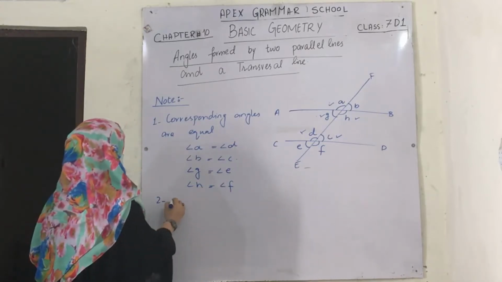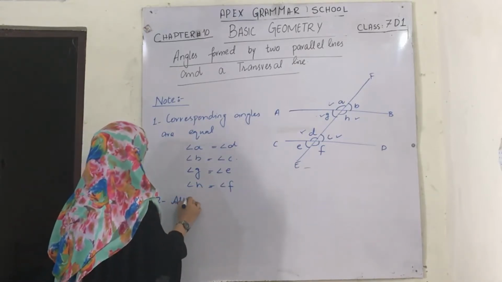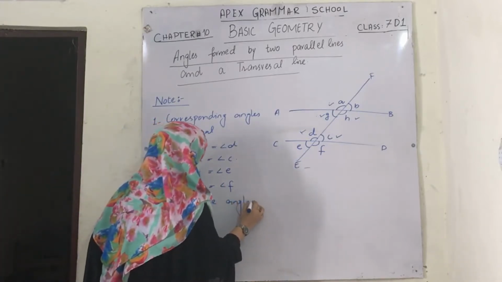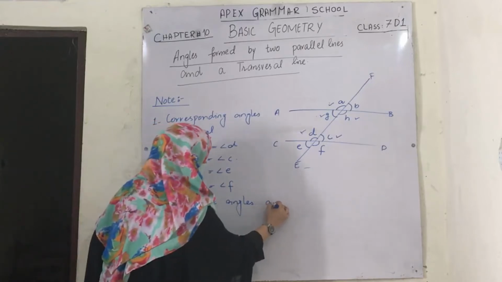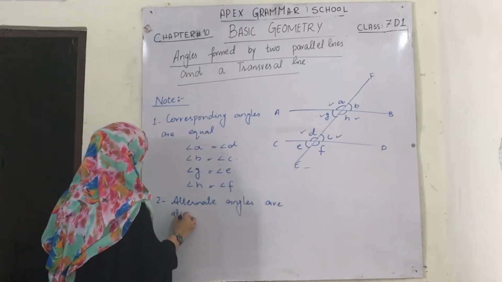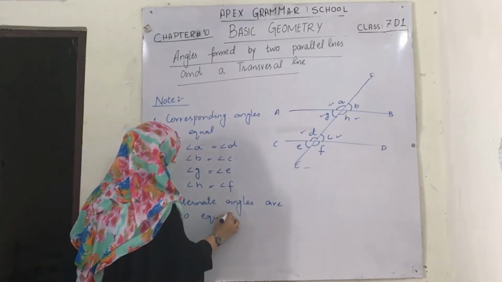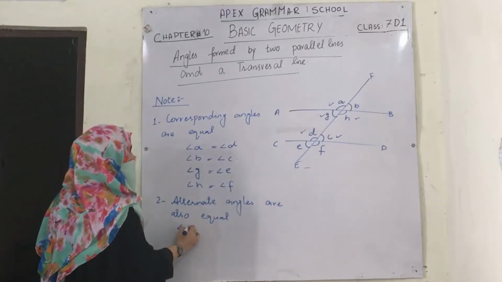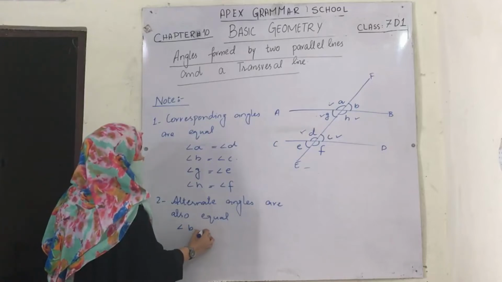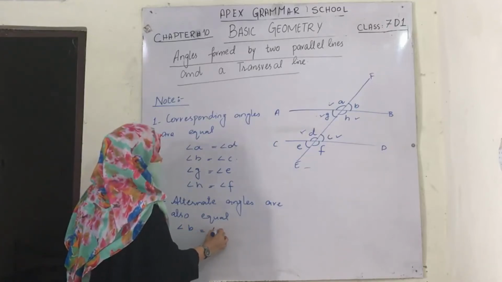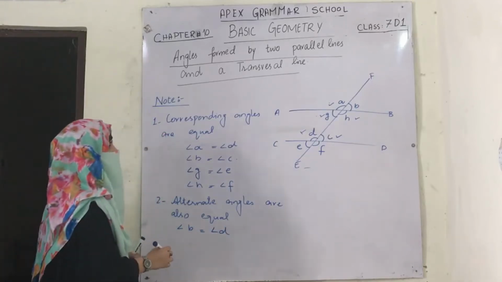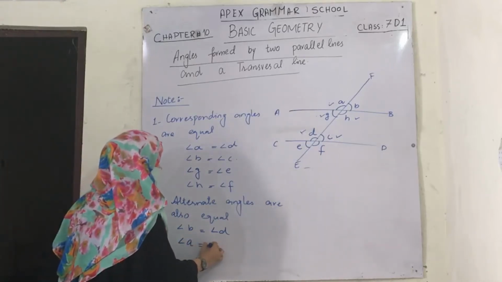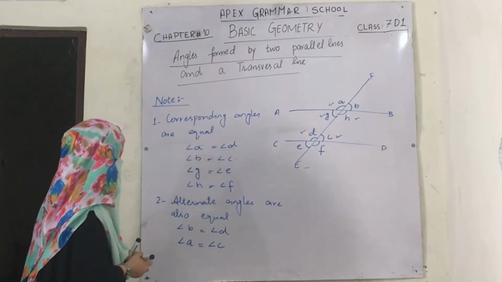Second note is for alternate angles. Alternate angles are also equal. From the diagram I have told you that angle B is alternate to angle D, which means they both will be equal, and angle A is alternate to angle C, which means they both will again be equal.